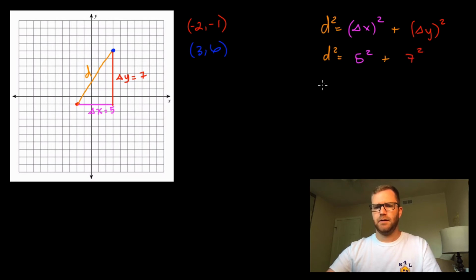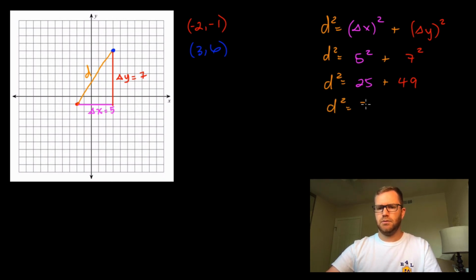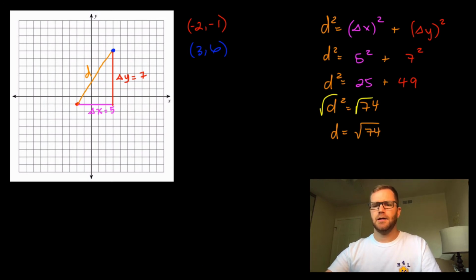And then we can simplify this, so we get that d squared equals 25 plus 49. 25 and 49, that's 74. So d squared equals 74. But we need d from this, so we take the square root of both sides, and we get that d equals the square root of 74. And that would be our distance. So that's the first method that we could use.